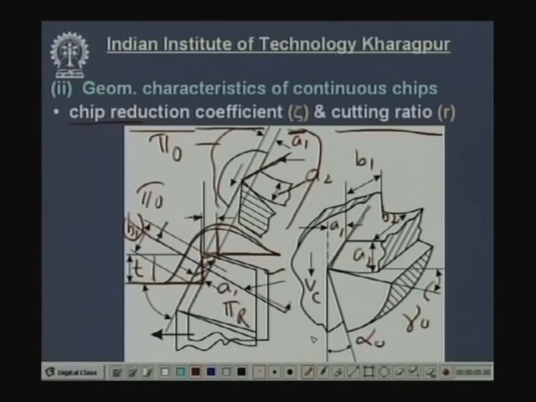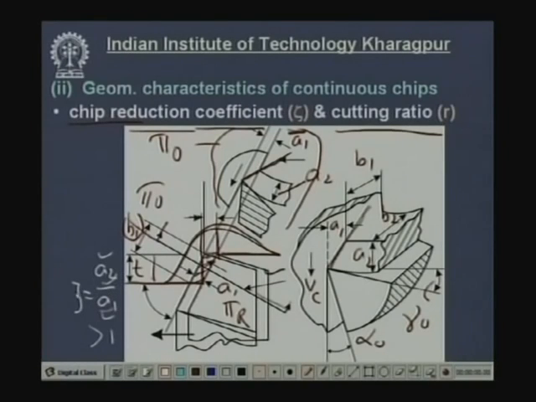Now, what is zeta? Zeta, chip reduction coefficient, zeta is equal to A2 by A1. What is zeta? Chip reduction coefficient, ratio of the thickness of the chip after cut and before cut. It will be always greater than 1. Why? Because the work material ahead is subjected to compression. Because of compression, the chip becomes thicker. So, this will be thicker than this. So, the value of zeta will be greater than 1 always.